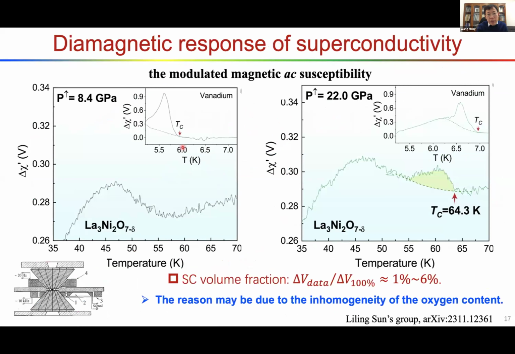Professor Lingsun Li's group did the modulated magnetic AC susceptibility measurement on the sample. They observed a very clear diamagnetic response. That means it must be superconductivity. But the transition is at around 64 Kelvin. They also estimated the volume fraction based on the height of this signal. It's only around 1%, but if we integrate the area, it's around 6%. The reason for the low volume fraction of superconductivity may be due to the inhomogeneity of the oxygen content, as I showed you in the TEM data.